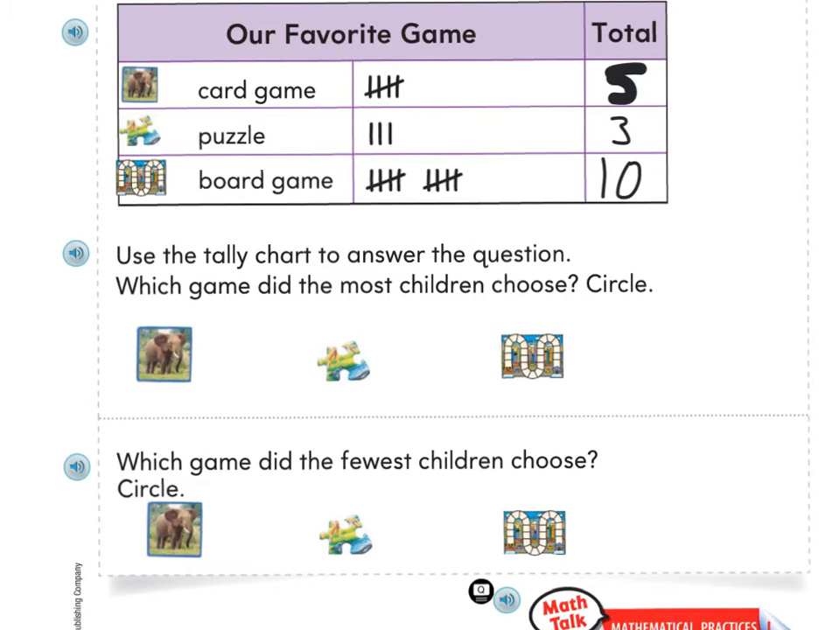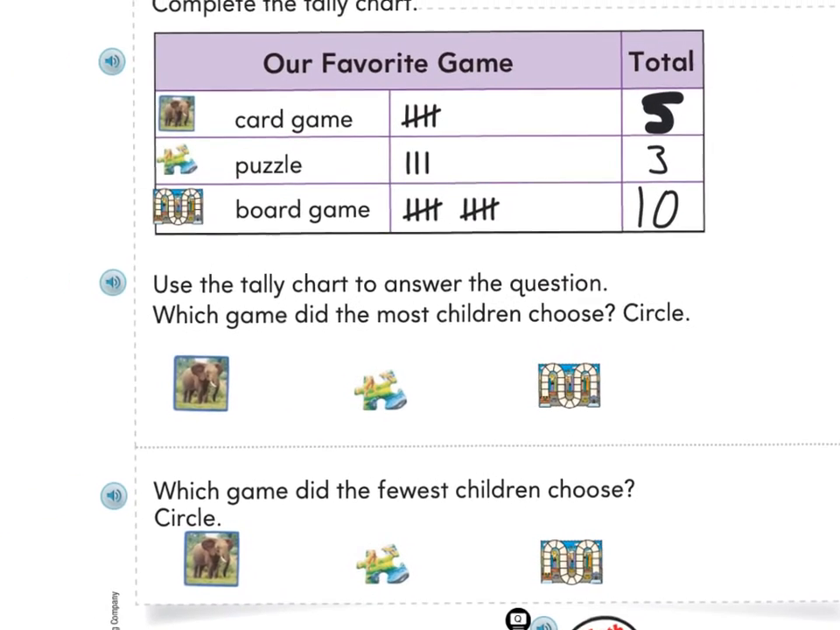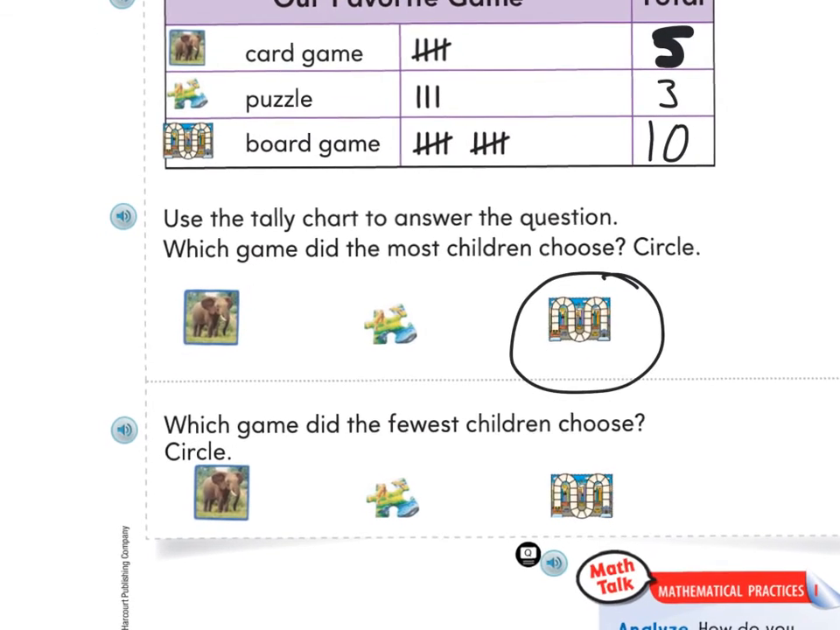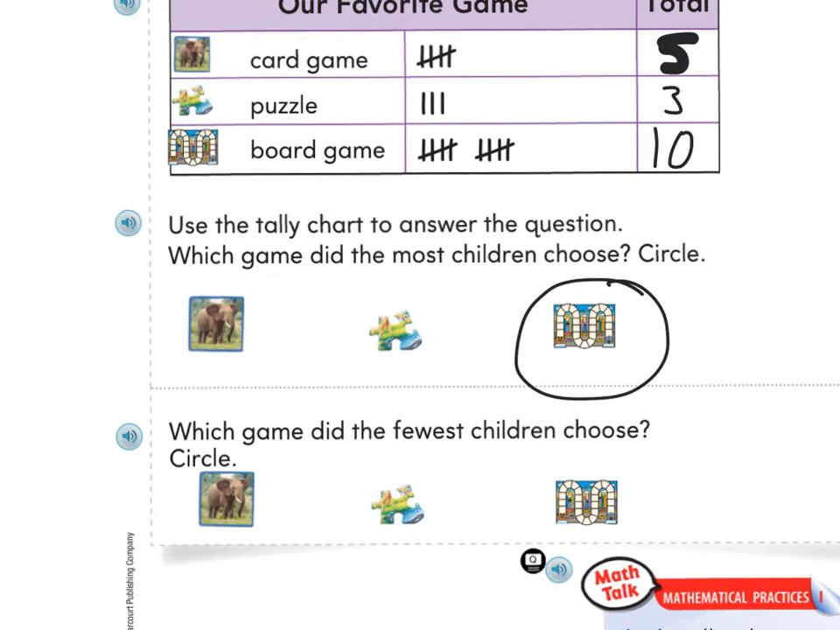Okay. So then let me move down here below. It says, use the tally chart to answer the question. Which game did the most children choose? Okay, I can tell that most children chose board game. Oh, sorry guys. Board game. There we go. And then it says, which game did the fewest children choose? I can tell that the fewest number of children chose puzzle. Okay? All right, let's move on to making our own tally charts.